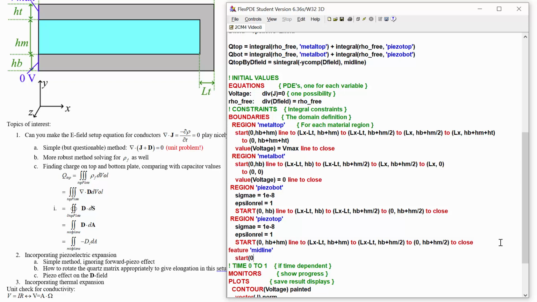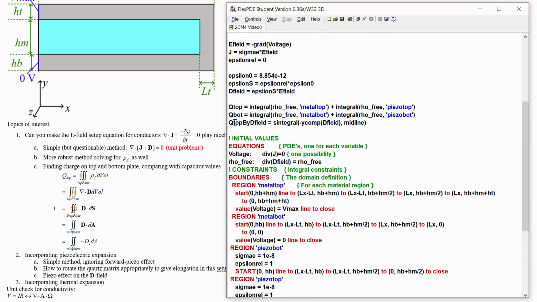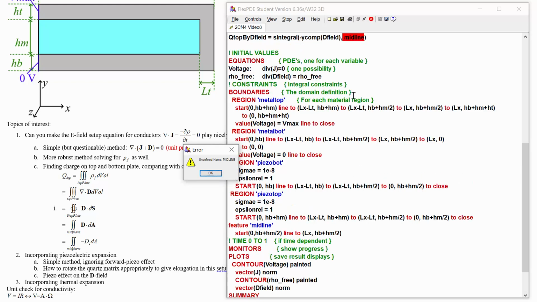Start at 0 and HB plus HM over 2. Line 2, LX and HB plus HM over 2. So this goes all the way across the center of this, and we'll see if we can calculate a check of what the charge should be using this method. Oh, yeah, needs to be in quotes.